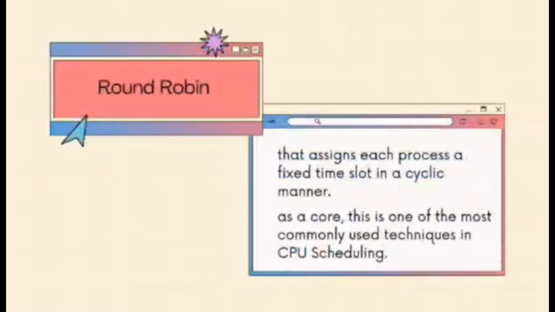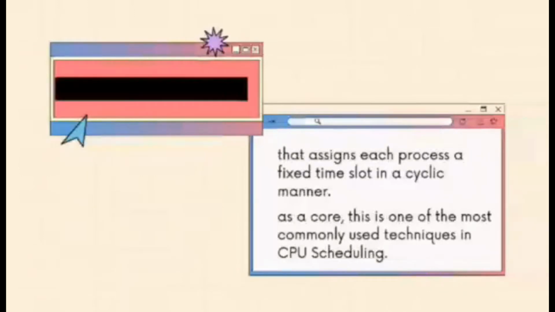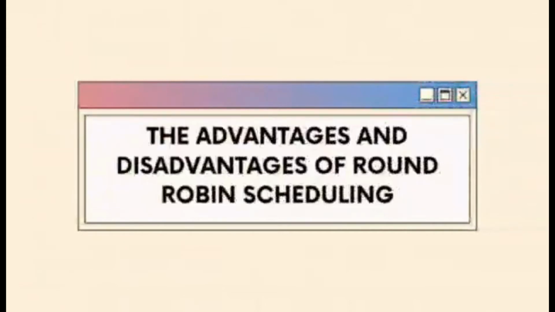What is round robin? Round robin assigns each process a fixed time slot in a cyclic manner. It is the most commonly used technique in CPU scheduling. These are the advantages and disadvantages of round robin scheduling.